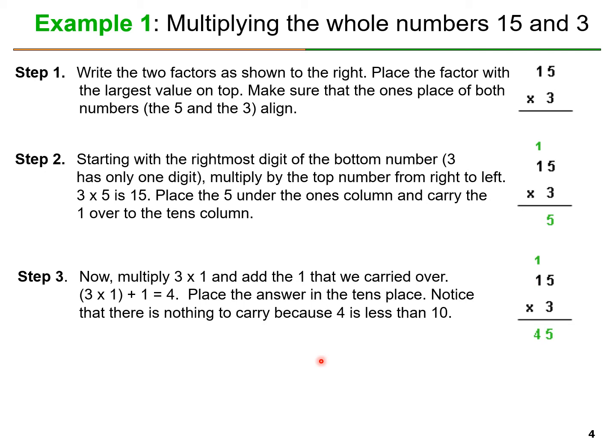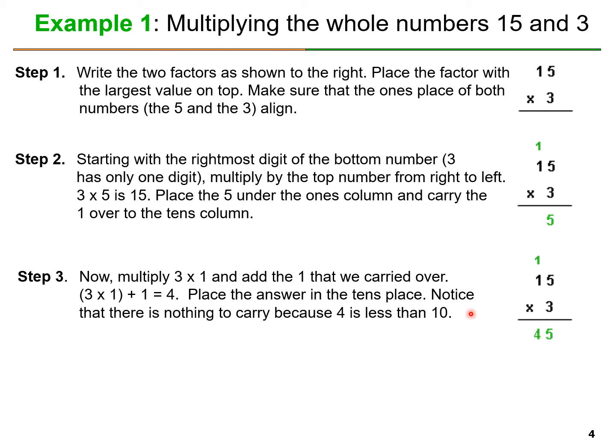Okay, but we have to add this 1 that we carried from the previous step to 3. 3 times 1 is 3, plus this 1 here is 4. So we place this answer in the tens place, one digit to the left of the answer we wrote down in the previous step. So we're going from right to left, ones place, and now we start recording in the tens place.